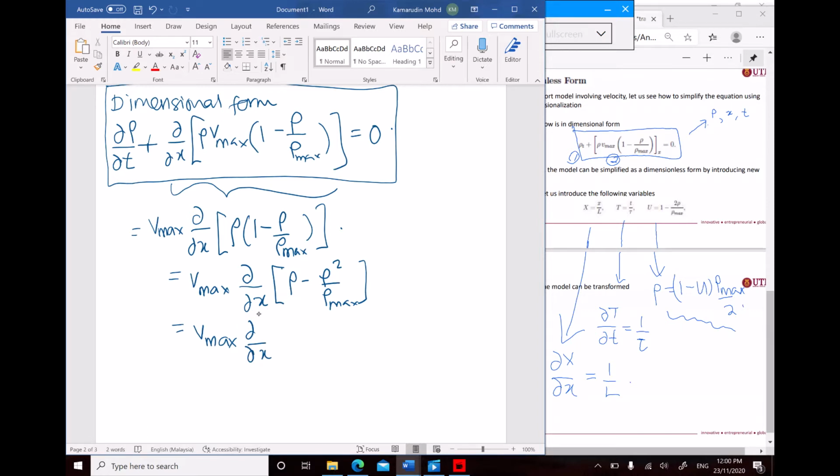Next, we can differentiate. Differentiating rho becomes d rho dx. Next, differentiate rho square over rho max. Rho max is a constant, so we will have 1 over rho max. Differentiating rho square with respect to x becomes 2 rho d rho dx.